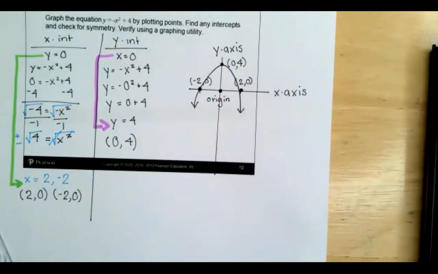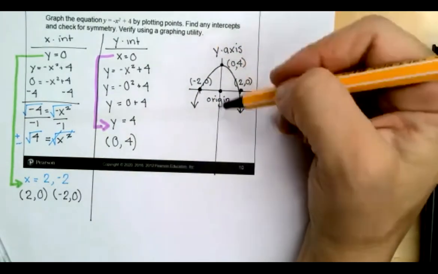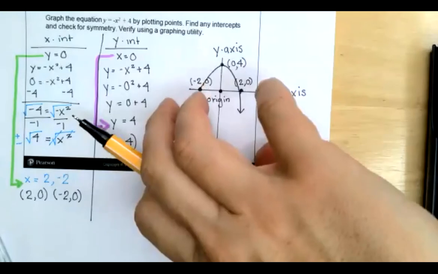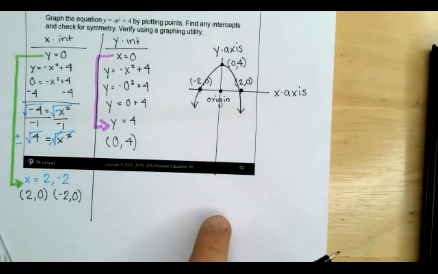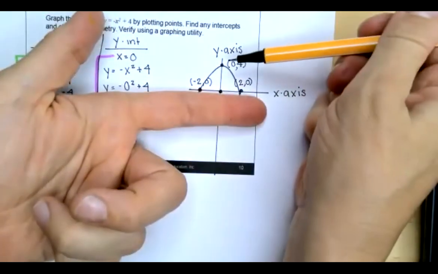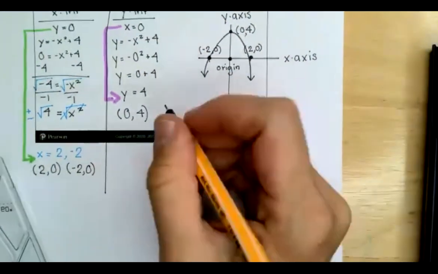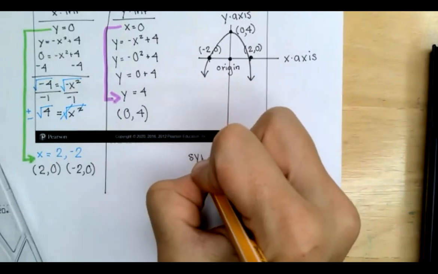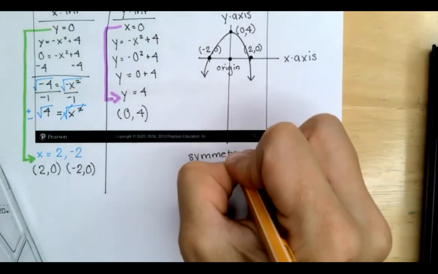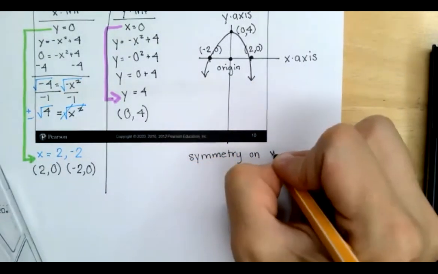We can test it algebraically, but I think it's only going to be along the y-axis, right? If I turn it upside down, I will not have the same graph, and I do not have the same above the x-axis as I have mirrored below the x-axis. So I'm just going to say it's only symmetrical on the y-axis.